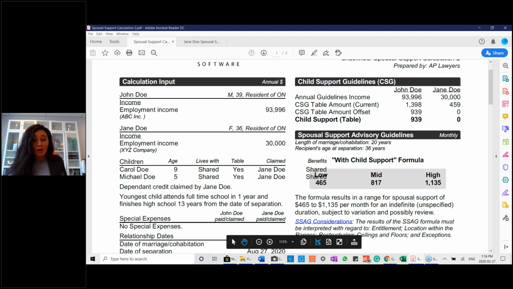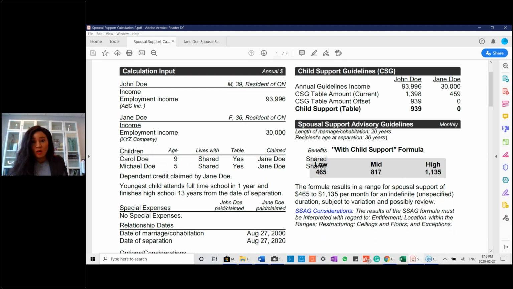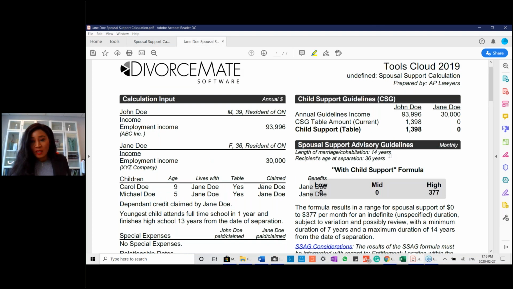By duration, it just means how long would you have to pay spousal support for? And this depends on a lot of factors, right? Are there children involved? How long was the relationship? That sort of thing. So if you look here where Jane and John were cohabiting or married for 20 years, you would see that the formula results in a range of spousal support, and it gives the amounts for an indefinite duration. But if you go to the other calculation where it's 14 years, it does say indefinite, but it gives a maximum duration of 14 years.